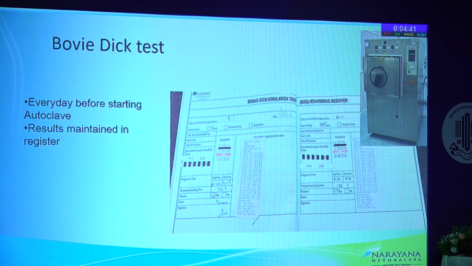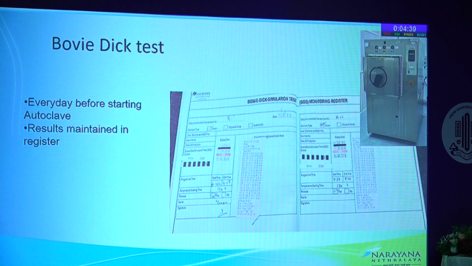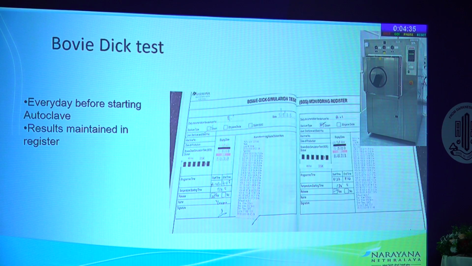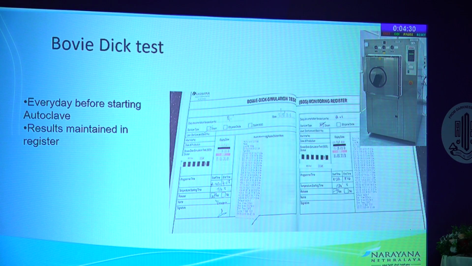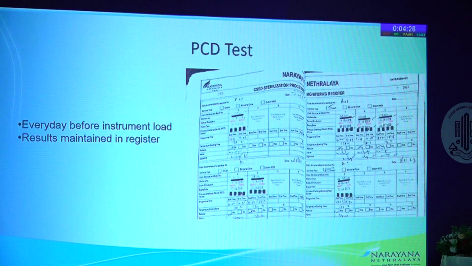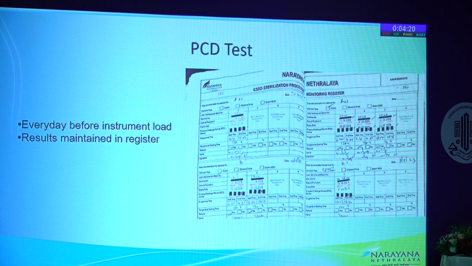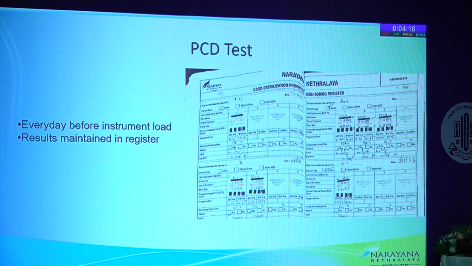So tomorrow, if anyone wants, let's say, a break-in audit, if you want to check, this register will be verified. You will get the entire record in this register that we have run the Bowie-Dick every day before the autoclave has run. So we operate all day, so we run it once every day. Now this register could be anything of yours. The only thing is we want to have a record that whenever the sterilization activity has taken place, the Bowie-Dick was run. It could be twice a week also, based on your load or your hospital.